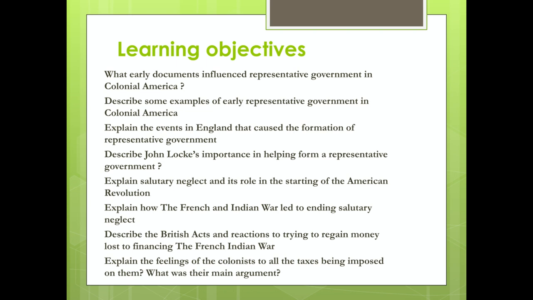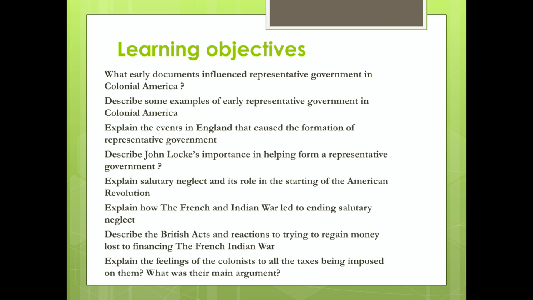The first one: what early documents influenced representative government in colonial America? Second one: describe some examples of early representative government in colonial America. The third one: explain the events in England that caused the formation of representative government. The fourth one: describe John Locke's importance in helping form a representative government. The next one: explain salutary neglect and its role in the starting of the American Revolution. The next one is explain how the French and Indian War led to the ending of salutary neglect.